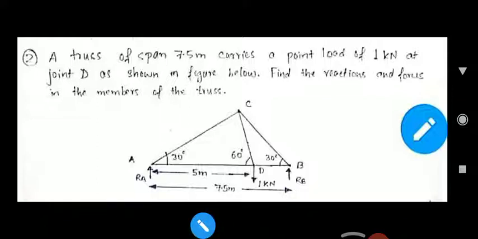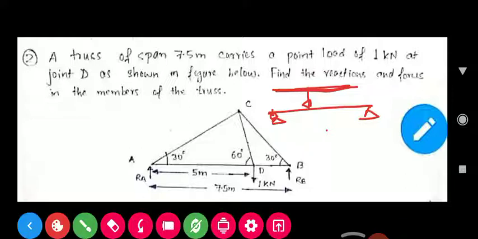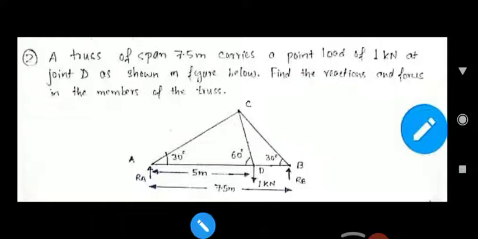So first of all we have to find the reactions. So how to find the reactions? We know how to find the reactions in a beam, like a simply supported beam or any kind of cantilever beam. We take moment from either point and then take the sum of the moments of all the forces about that point. So here let's take moment about point A equal to 0. So the first force that is coinciding at A is RA, but since it acts at A, the moment of this RA will be 0, so there is no need to take the moment of this force RA.